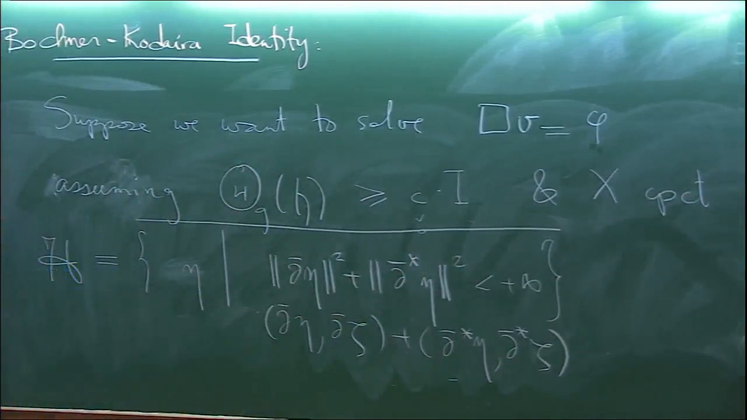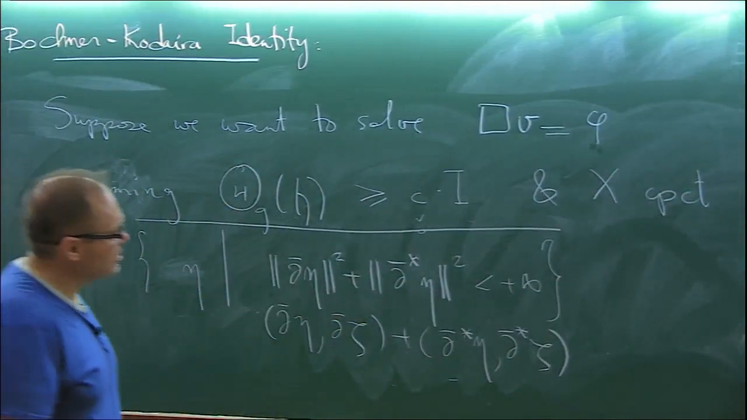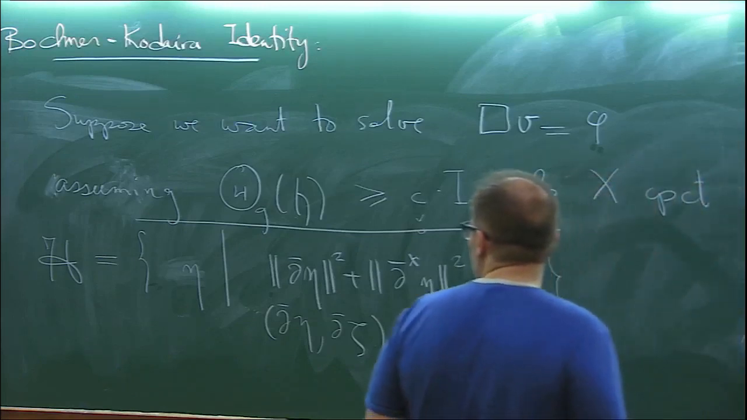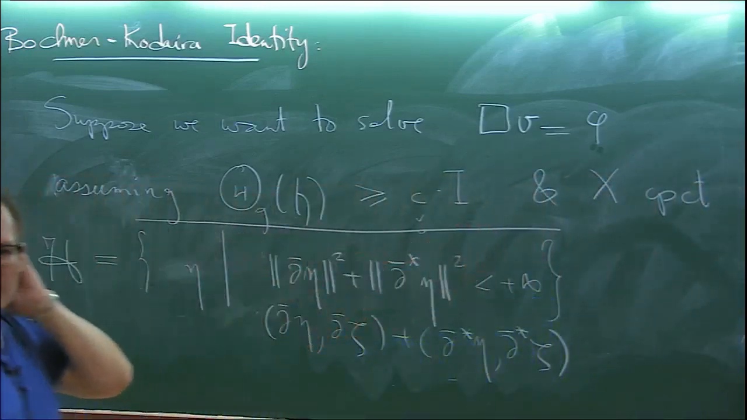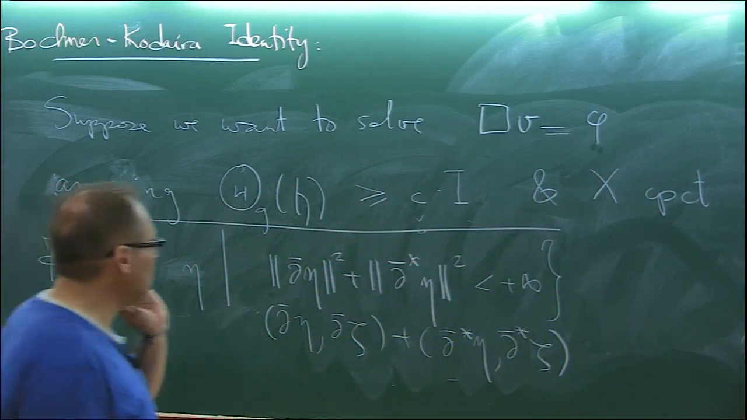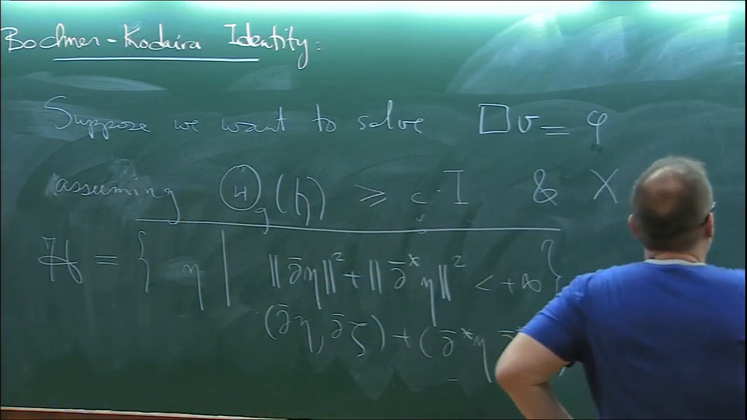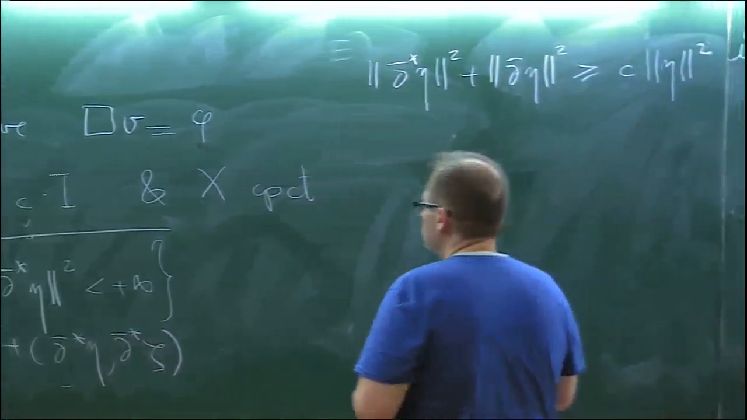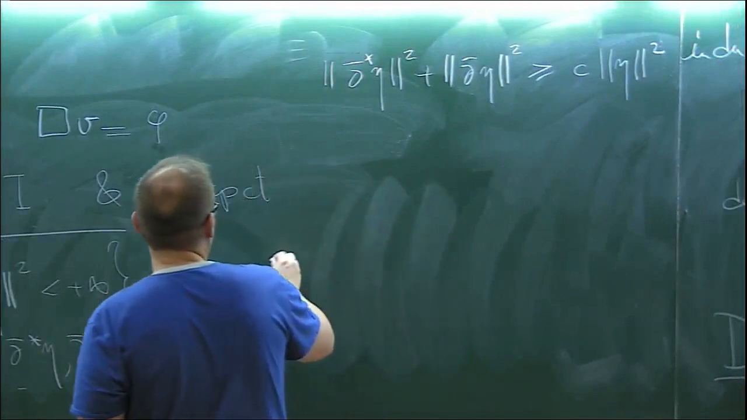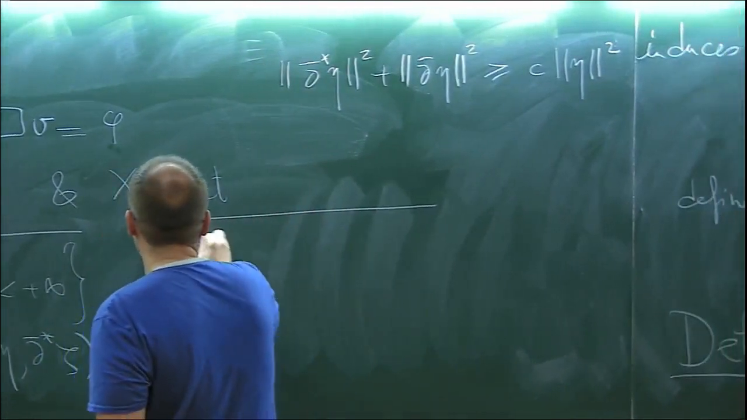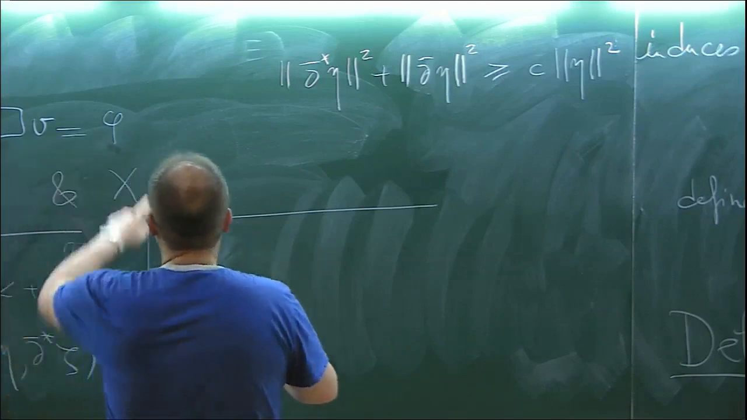Okay? And so now you have this structure. It also says that the inclusion of this space into the L2 space is bounded because of this constant c. But I'm not going to use that. So, okay, so now let's take this phi that we're trying to solve the equation for. So we want to solve this box V equals phi.